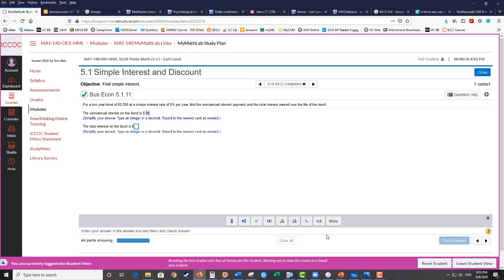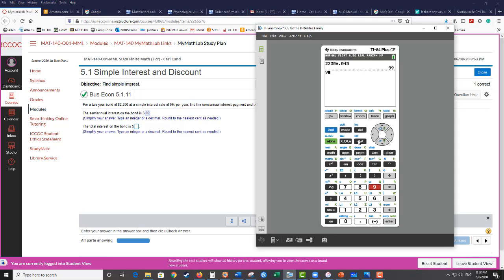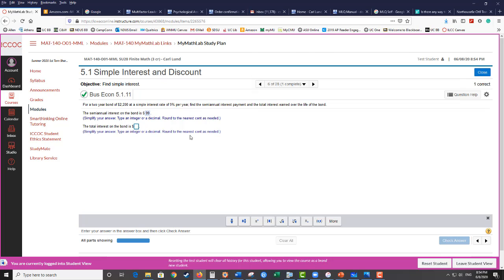Well, the bond is 2 years, and I get paid $99 twice a year. So I'm going to get a total of 4 payments: one after 6 months, one after 12 months, one after 18 months, and one after 24 months. So 99 times 4, my total interest earned for the bond will be $396.